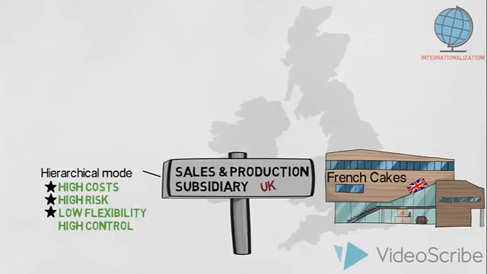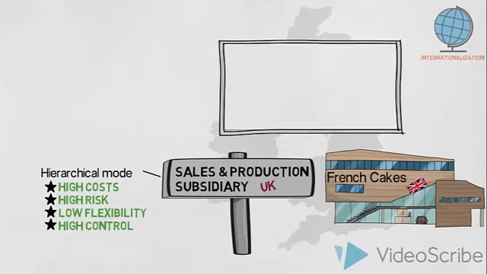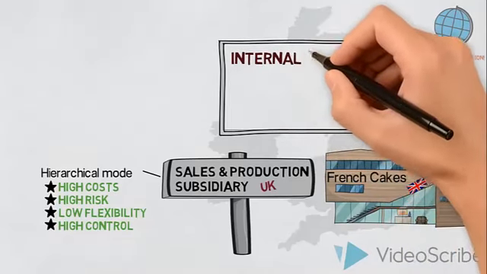A low level of flexibility, as the large investment will make it difficult to quickly pull the plug on the UK adventure should business not prove to be as successful as hoped. A high level of control, as French Cakes would hold on to complete ownership of all value chain activities, being in the position to make all decisions about target groups, distribution channels, and so forth. Let us address the first set of factors, the internal factors.